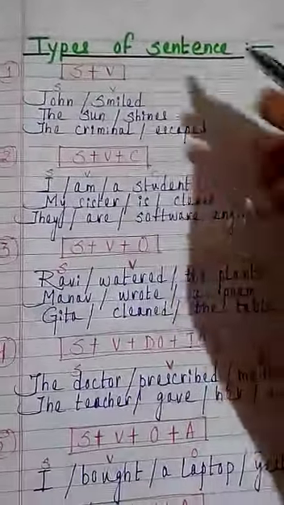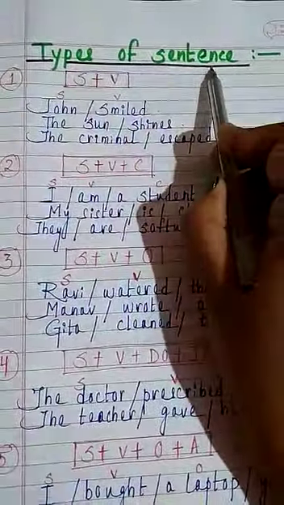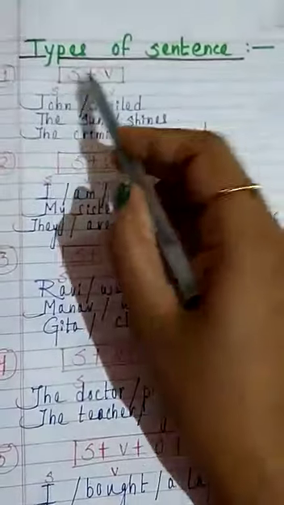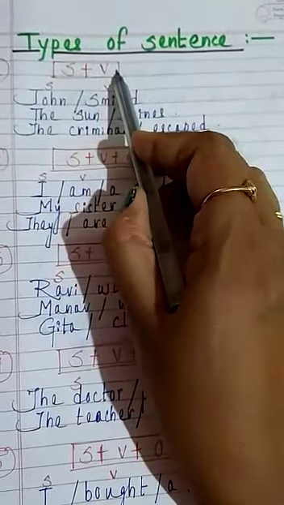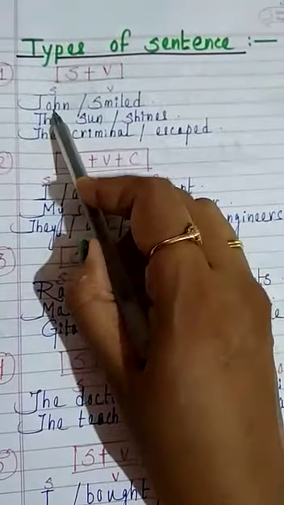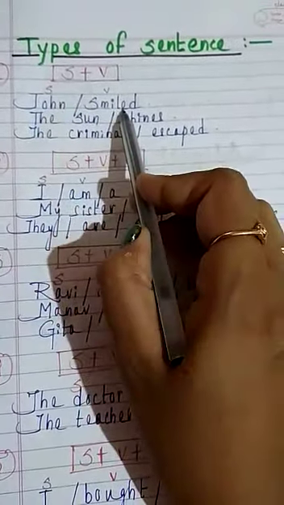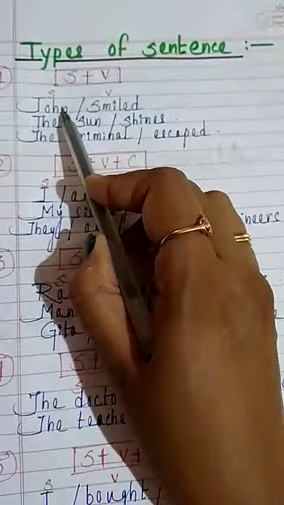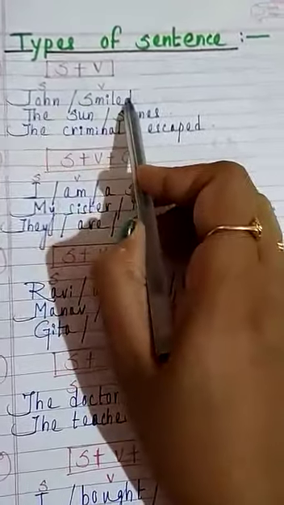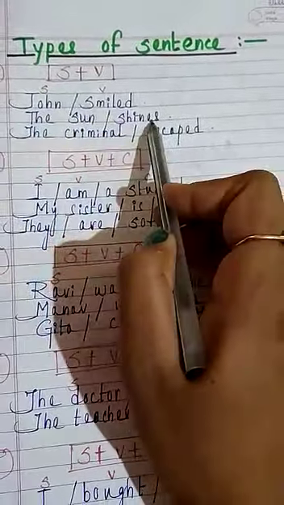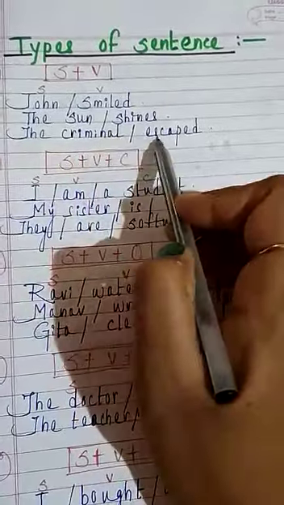Now student, look at the types of sentence. Look at the first type, subject plus verb. Look at the example, John smiled. Here John is the subject and smiled is the verb. John हंस रहा था. John smiled. The sun shines. The criminal escaped.